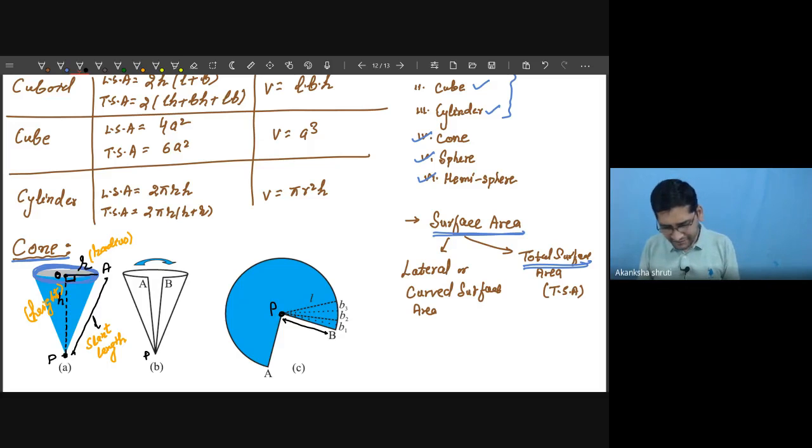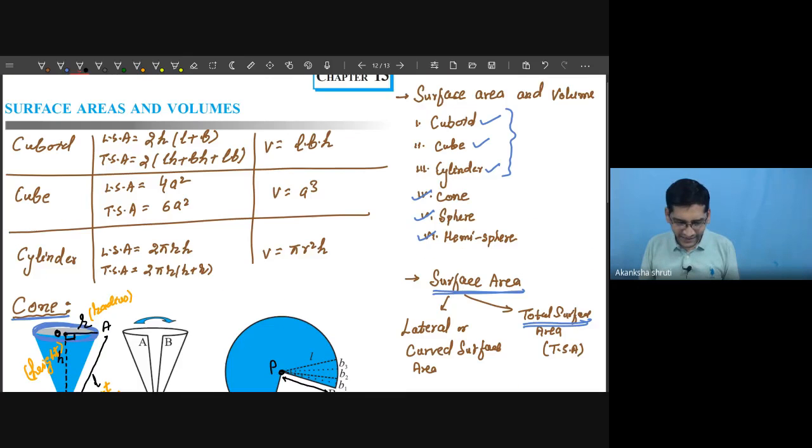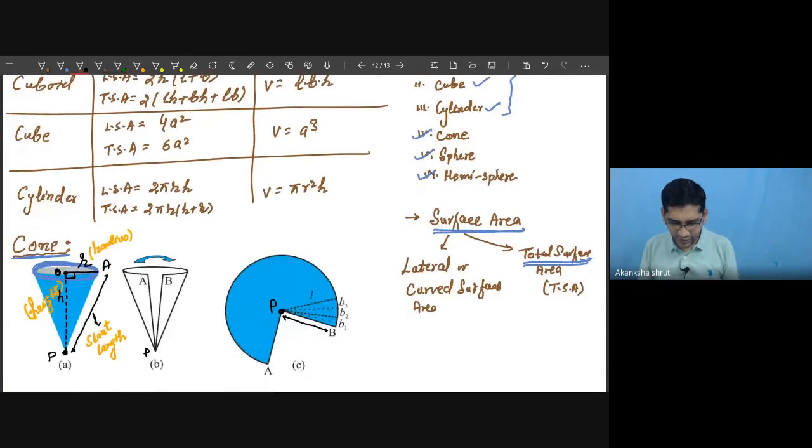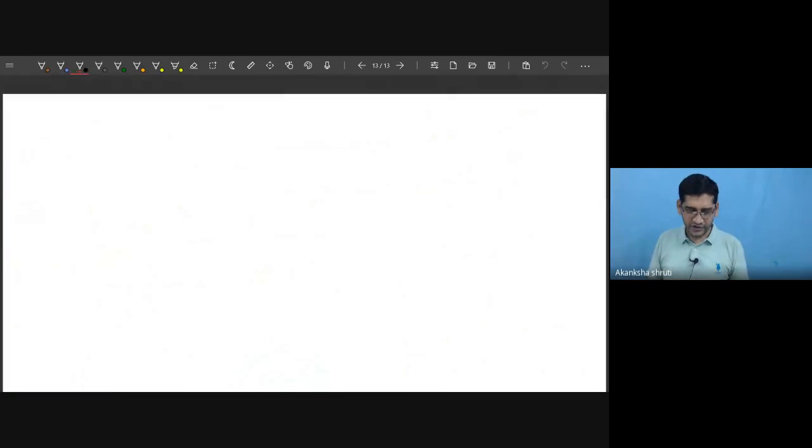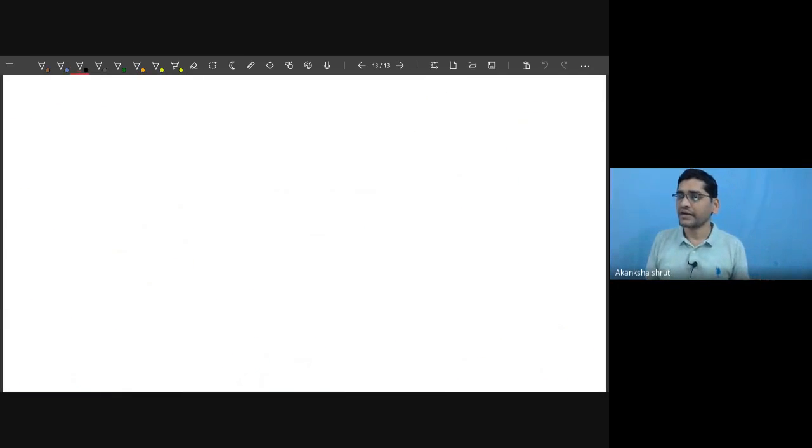So by knowing the height h and radius r, the L can be calculated. How that length is calculated, we are going to learn. So let us go for calculating the relation between L, R and H for a cone.